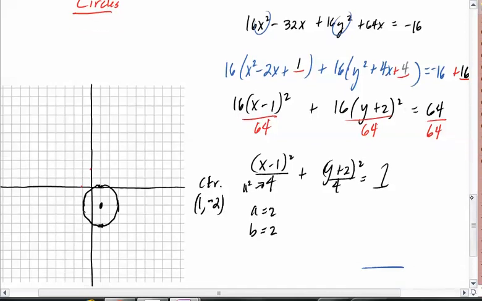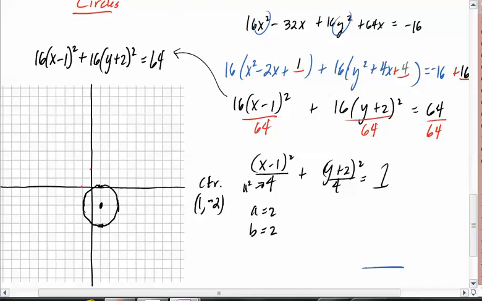Now, let me show you what we could have done at this point right here, before we divided by 64. What we would do is say, okay, I notice that these coefficients are matching, so I'm going to clean them off. In other words, I'm going to divide by 16. Divide the left side by 16, which means each term, right, by 16 on the right side, and I get this, x minus 1 squared plus y plus 2 squared, and that's equal to 4.